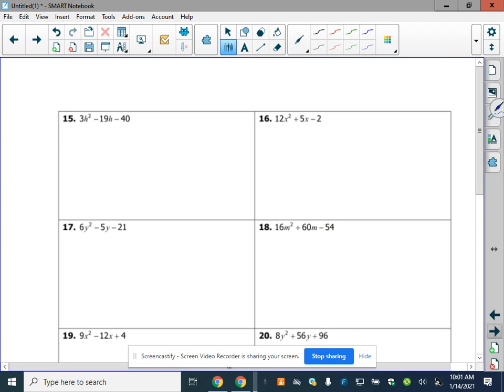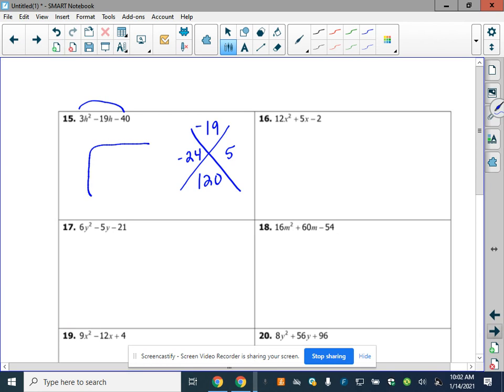All right, going to the next one, number 15. I don't have a leading coefficient of 1, so I do the same thing. First times last is 120. I want to find out what multiplies to 120, adds to negative 19, which is negative 24 and 5.